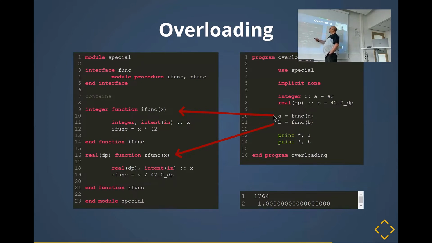Then you can declare in the module declaration here interface function. So this is the function I want to have different arguments to, and I specify module procedure ifunc rfunc. Using this, you can call the function, and depending on what data type you have provided here. In this case, I have data type A equals 42, and I have B equals 42. This is a floating point, but I can call the name function here, and depending on the data type here, it will select either ifunc or rfunc.